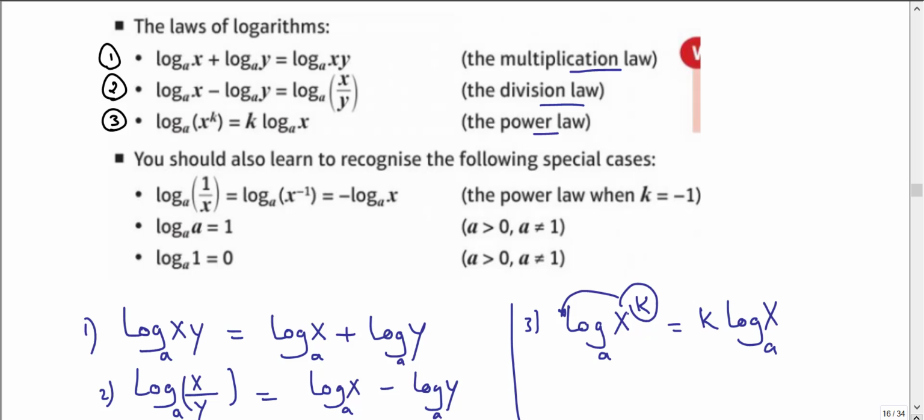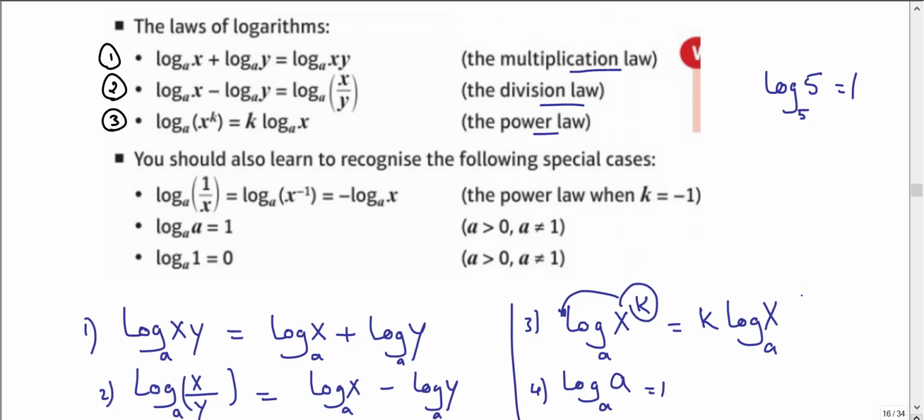Power law is when you have an exponent here. After this, you have log a base a. When the base and the value are the same, the answer is 1. It's like when you have log 5 base 5. The answer is 1.